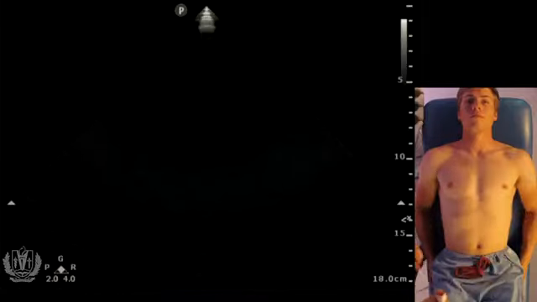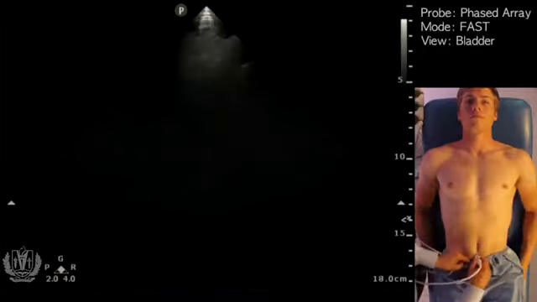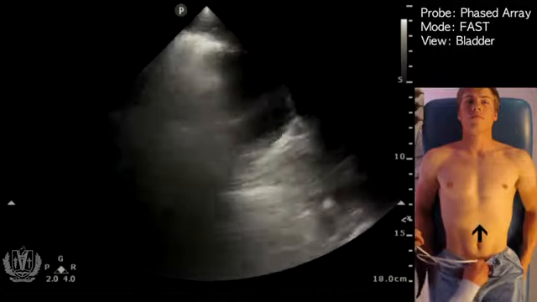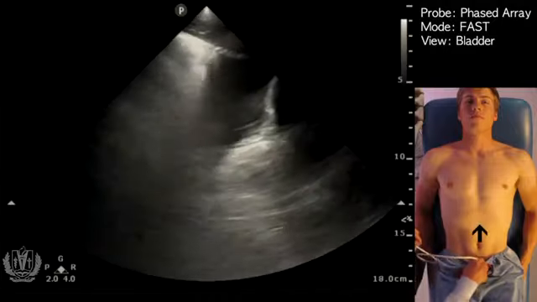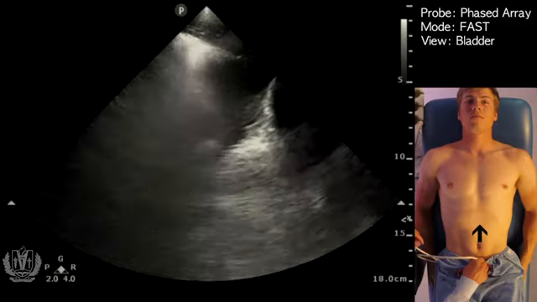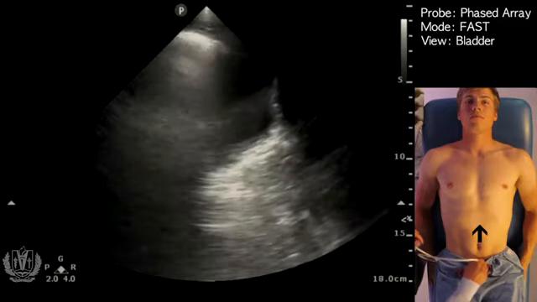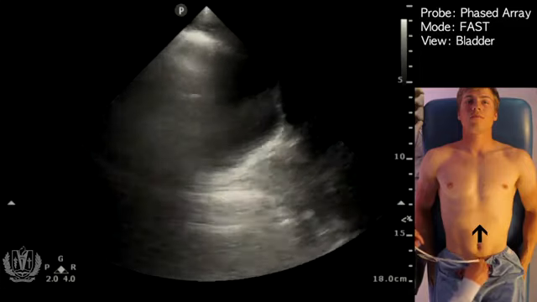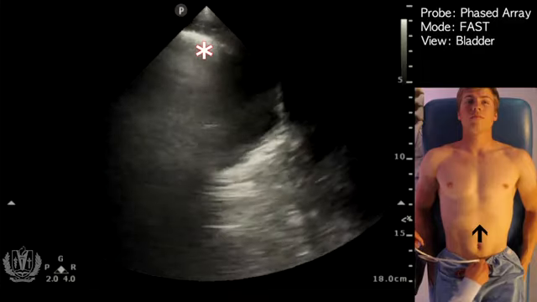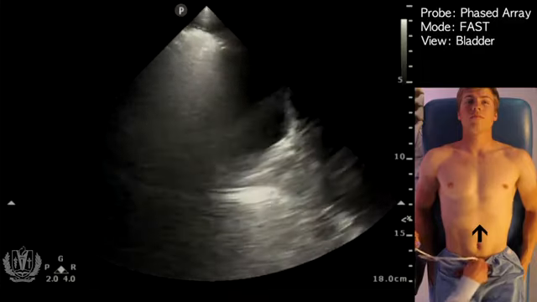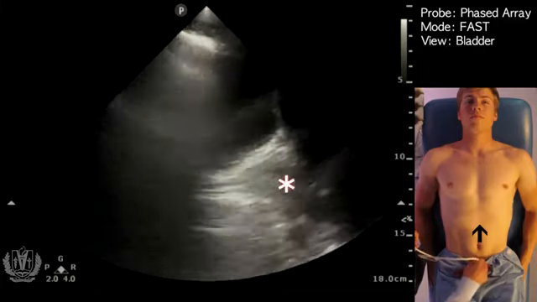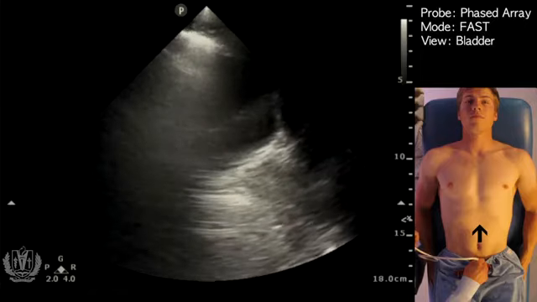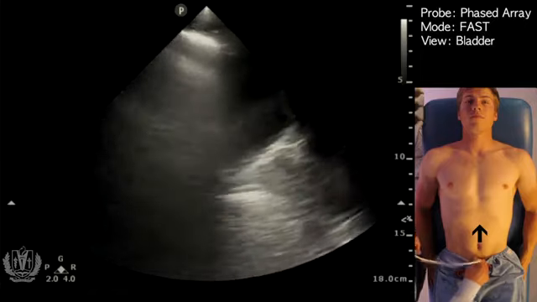The next portion is going to be the pelvic scan. Here, you're looking for free fluid above the bladder. So indicator is up towards the head. And you see the bladder here. There's no free fluid above the bladder. Another organ to identify is the prostate in this view. And free fluid, once again, is above the prostate and above the bladder.